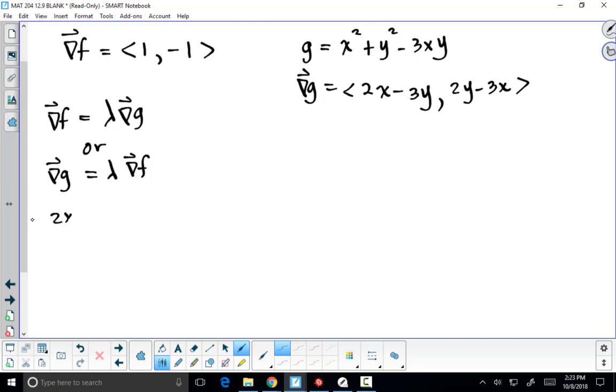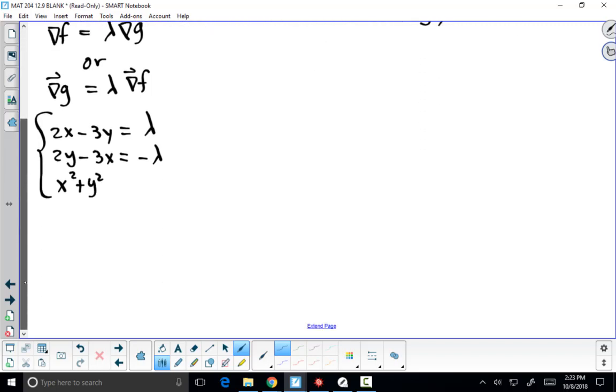So we're going to do 2x minus 3y equals lambda times 1. And we're going to do 2y minus 3x equals lambda times minus 1. And then we have to put our constraint curve here also. x squared plus y squared minus 3xy equals 20. All right, so those are our 3 equations.